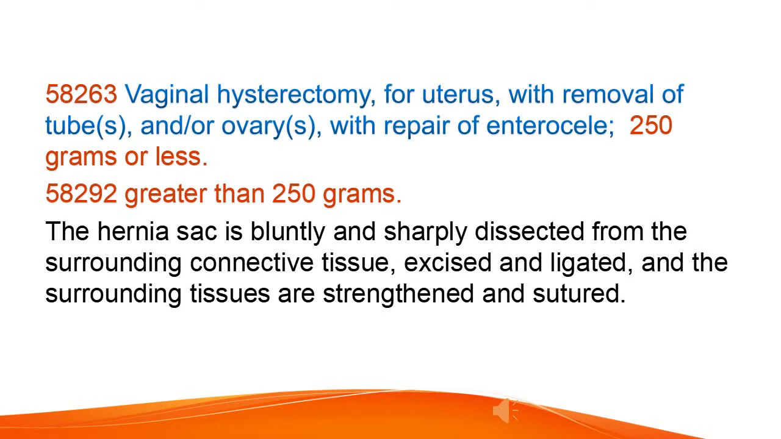Vaginal hysterectomy, for uterus, with removal of tube(s) and/or ovary(s), with repair of enterocele, 250 grams or less. Greater than 250 grams. The hernia sac is bluntly and sharply dissected from the surrounding connective tissue, excised and ligated, and the surrounding tissues are strengthened and sutured.